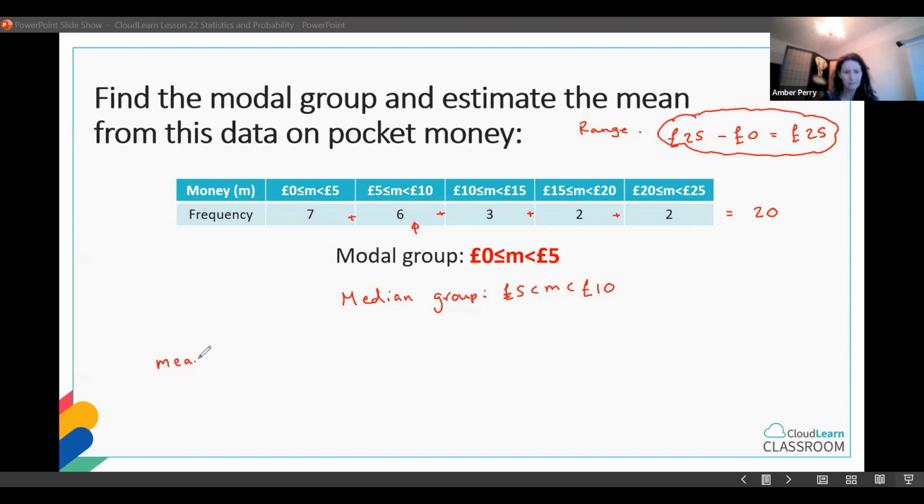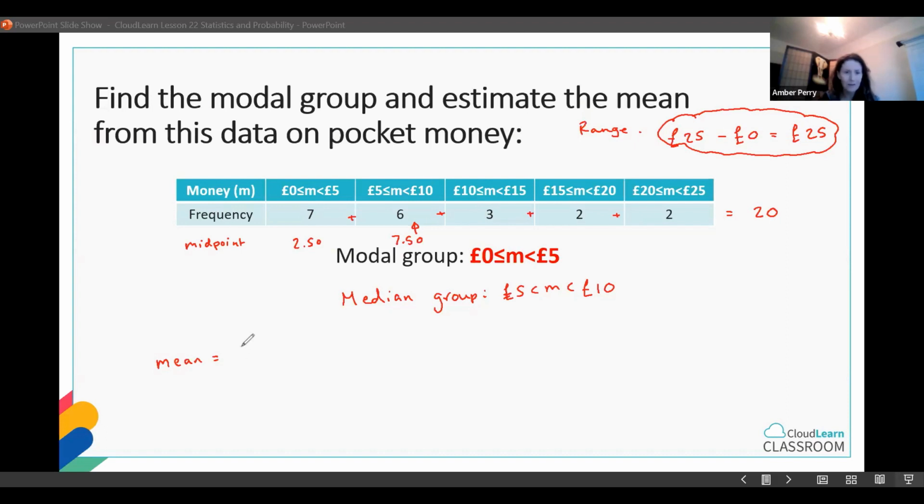And then mean. Remember that with the mean, you need to find the midpoint of each one. It's quite often a good idea to put the midpoint as an extra bit on the table. I've not left much space here, but the midpoint is the middle of the group. So 0 plus 5 is 5, divided by 2 is £2.50. Here, 5 to 10, or halfway between 5 and 10, is £7.50, and so on. So you're finding the midpoint of each one. And then, yes, Meadow, correct. That is the correct answer for the mean. Well done.